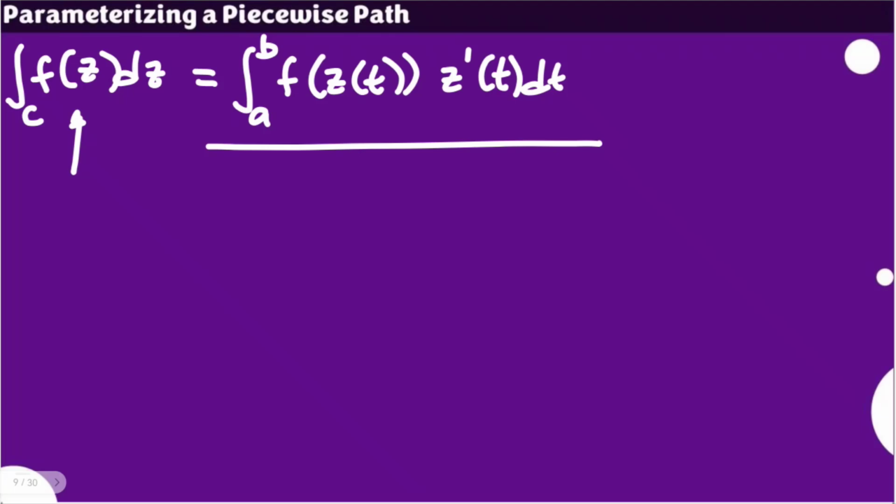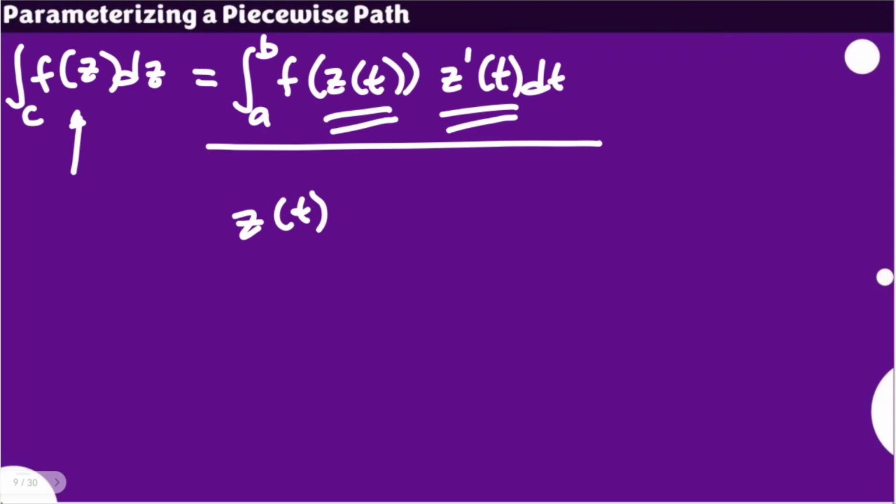This time, if it's a piecewise path, how do we parameterize that? Now, the same thing will follow. We need this z of t with regards to the type of path and take its first derivative to complete the integral. But the parameterization for z of t will depend on our path, right? Now, here comes the thing.